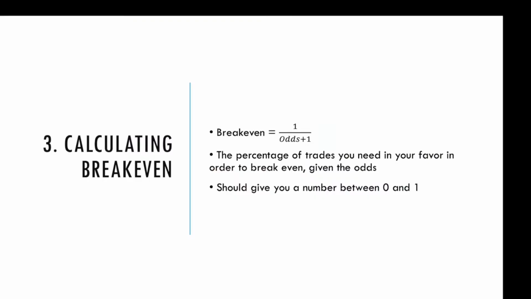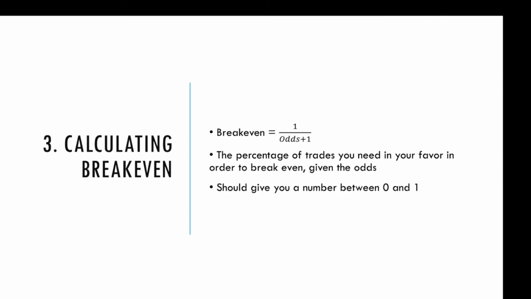So what is the break-even? Break-even is simply the percentage of trades you need in your favor in order to break even, given the odds of your strategy. It can be simply computed by using the formula 1 divided by odds plus 1. Plugging in odds into this formula would give you a number between 0 and 1, which is the percentage of trades you'll need in your favor.